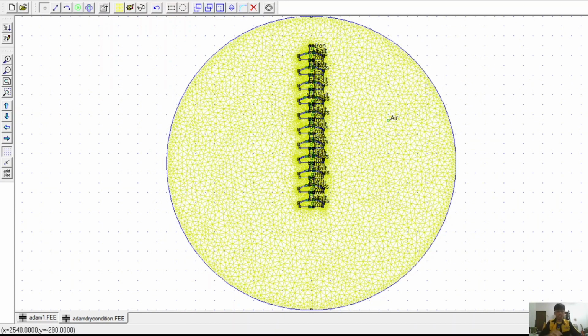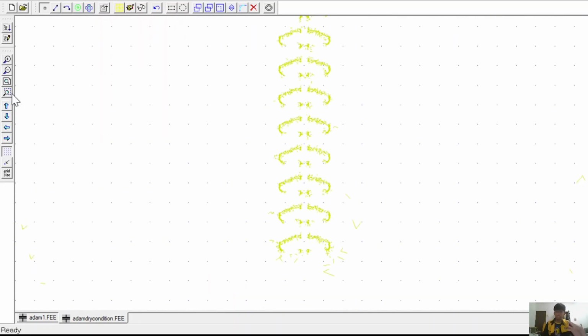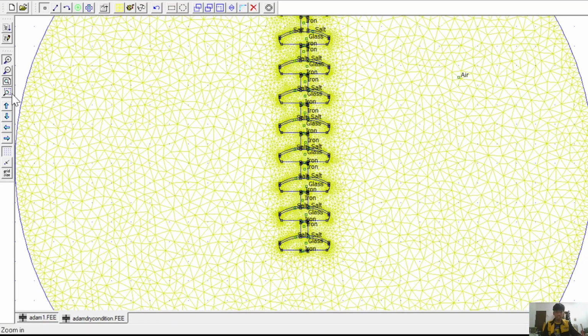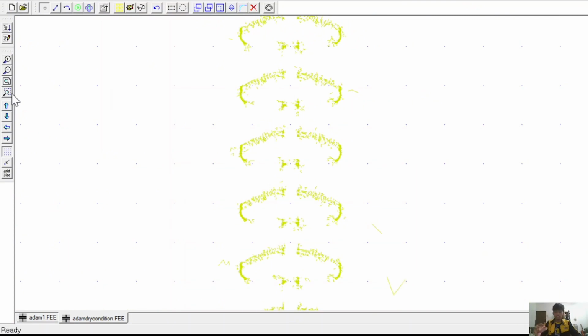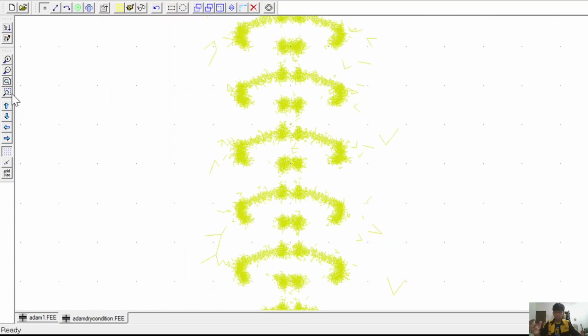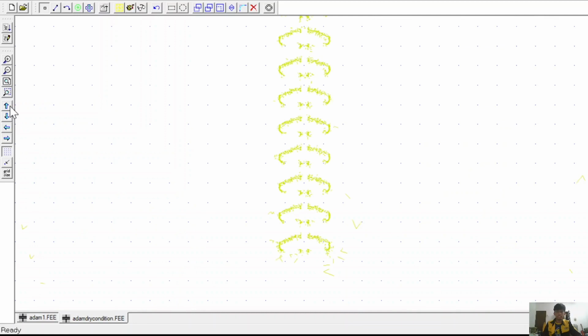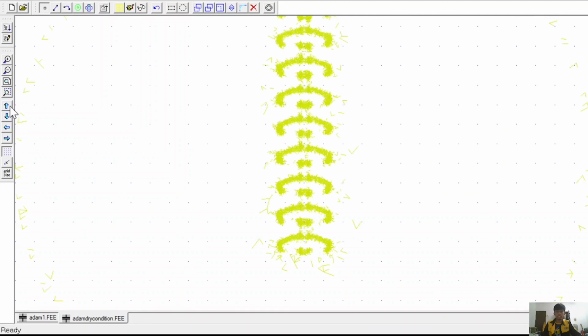So for our dry condition, we have salt on top of the insulators. So why do we put the salt on our insulator? Because in the dry condition, the salt from the seawater will appear on the insulators, because sometimes when the transmission line is near the sea, this condition will occur. So let's simulate first.